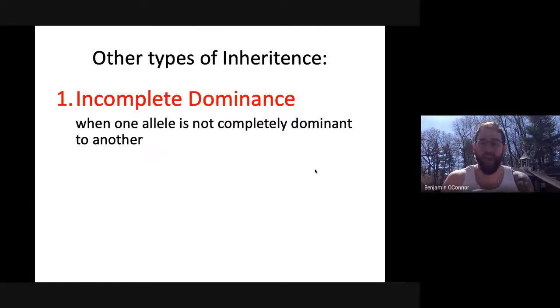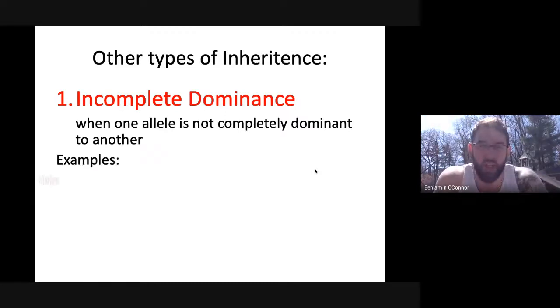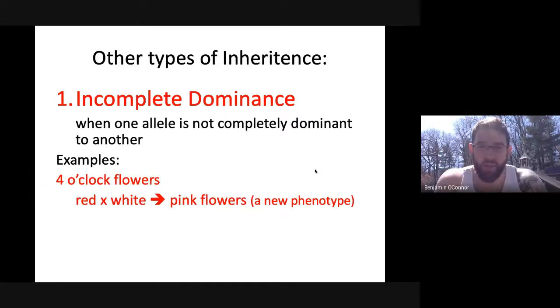You actually get pink, right? So the red and white combine to make pink. It's no longer red or white, and that's incomplete dominance. And so four o'clock flowers is the example that we're going to get to. So this is exactly what I said. They show up as pink flowers.